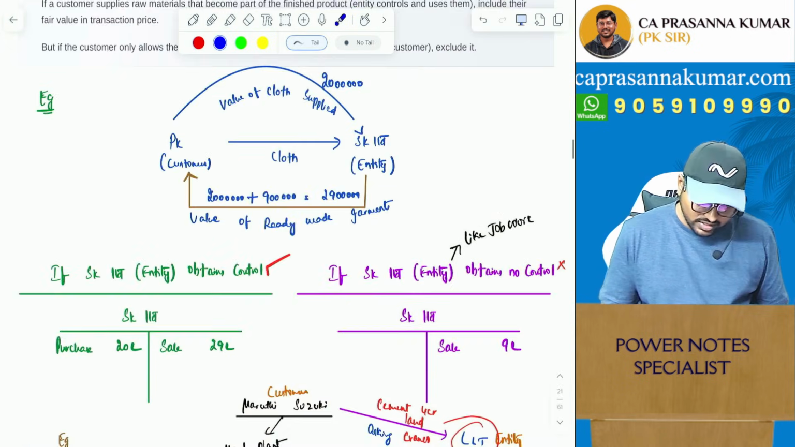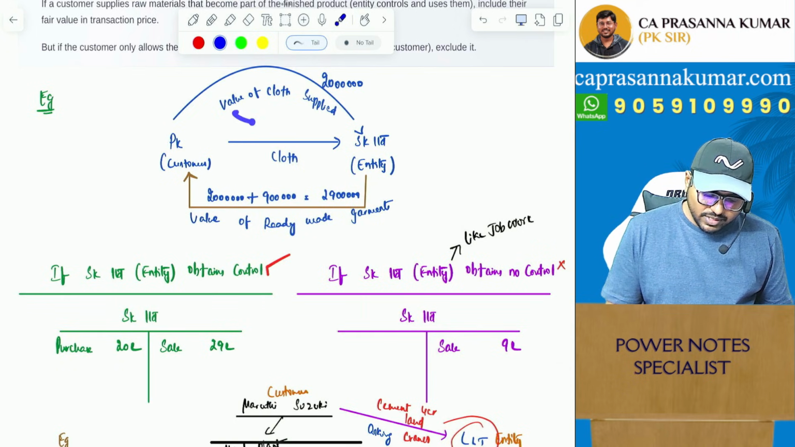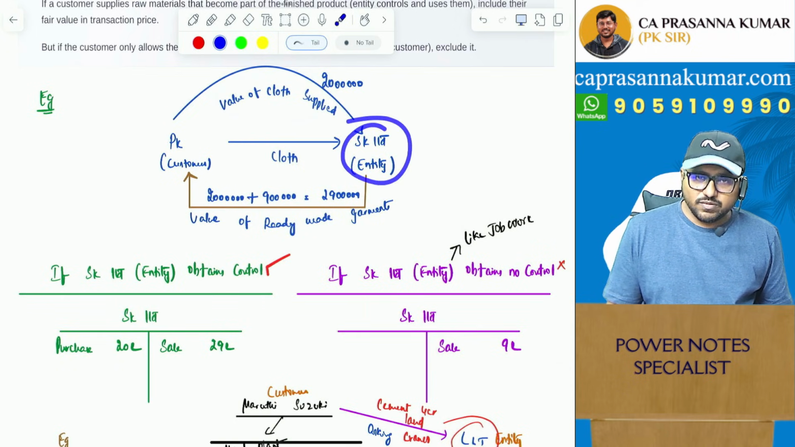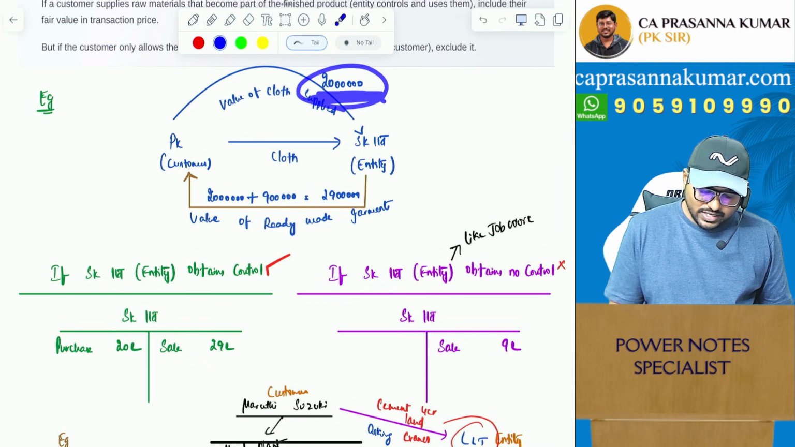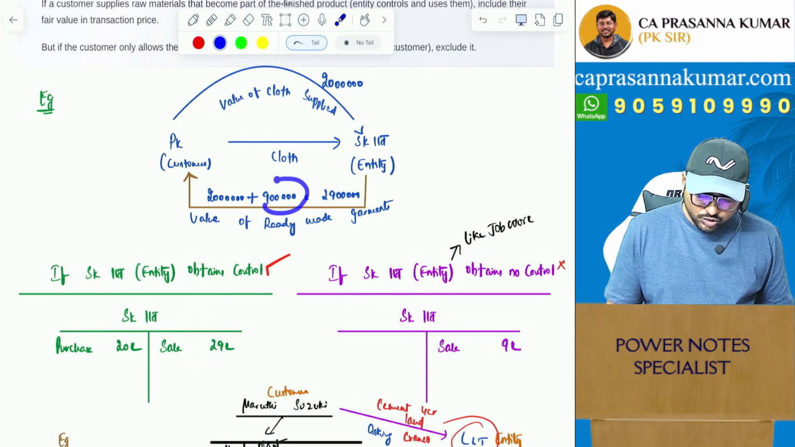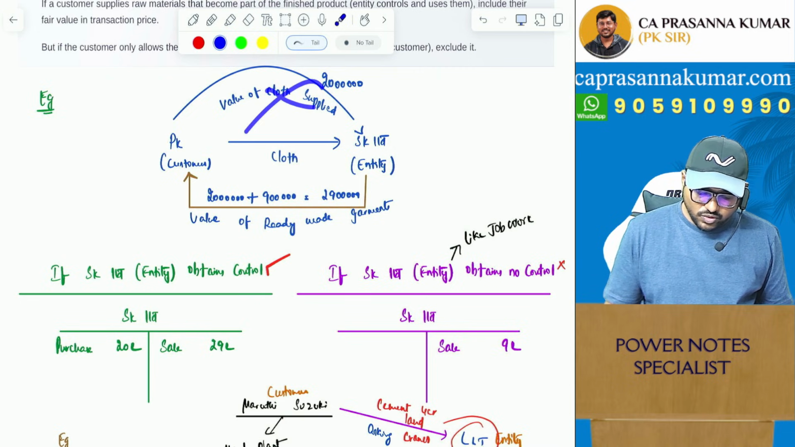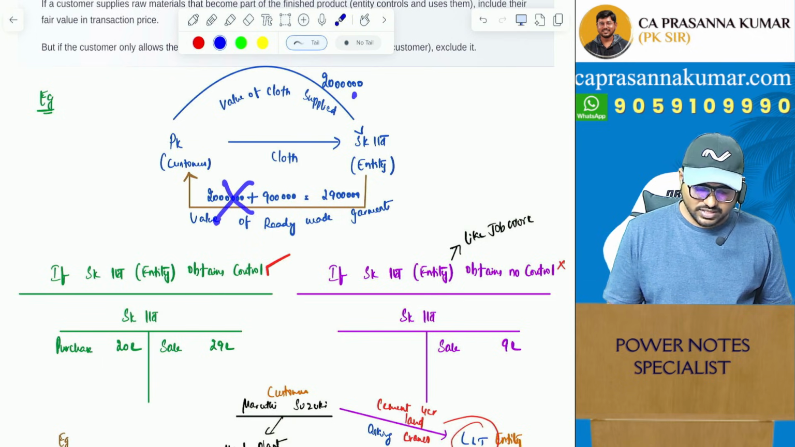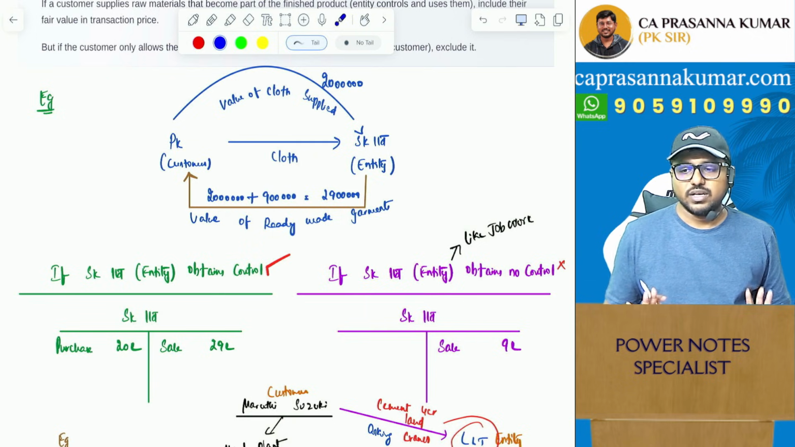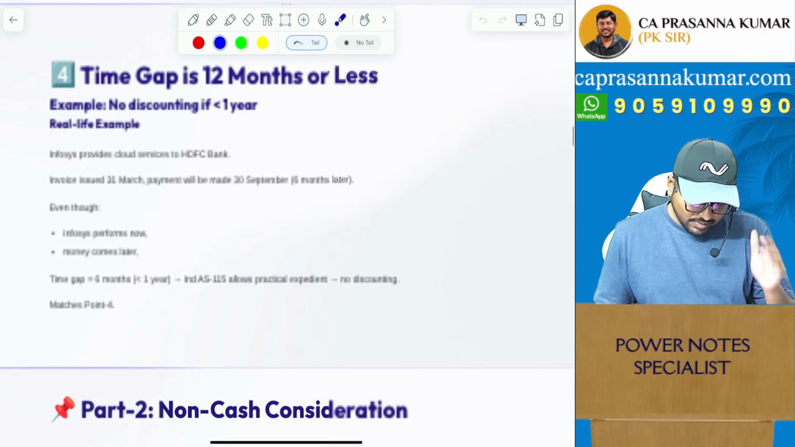As simple as that. Here, if you look at this example, because the cloth is under the control of SK Limited, the value of the cloth is included in the transaction price. That's why 20 lakhs is added to the usual value addition of 9 lakhs, and thereby the revenue became 29 lakhs. Of course, you need to recognize the purchase expenditure as well. But if there is no control, then this 20 lakhs, which is nothing but the value of the customer-provided goods, should not be added in the transaction price. In that case, your transaction price will be 9 lakhs only. That is the concept. Now, you can see the example as well here.